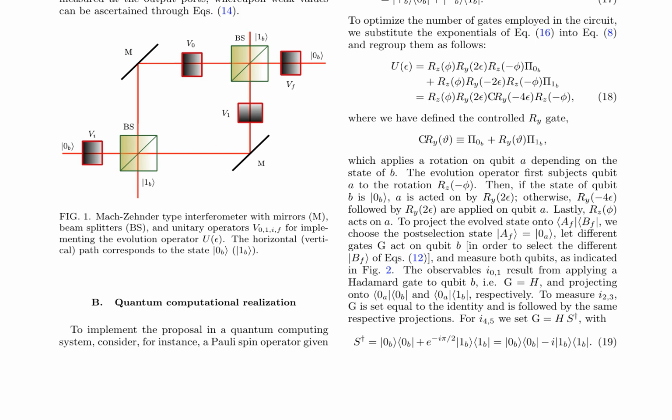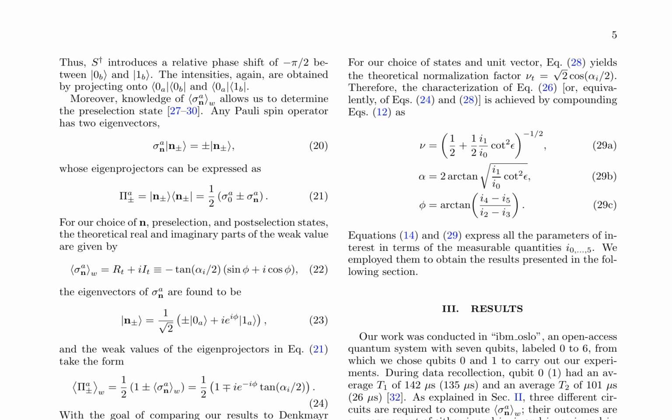onto specific states. In this paper, the authors report on the experimental realization of a quantum weak measurement on a 2-qubit system using IBM's open access quantum system, IBM Oslo. Their aim is to characterize the preselection state's parameters by employing 3 different circuits that measure either I0 and I1, I2 and I3, or I4 and I5.